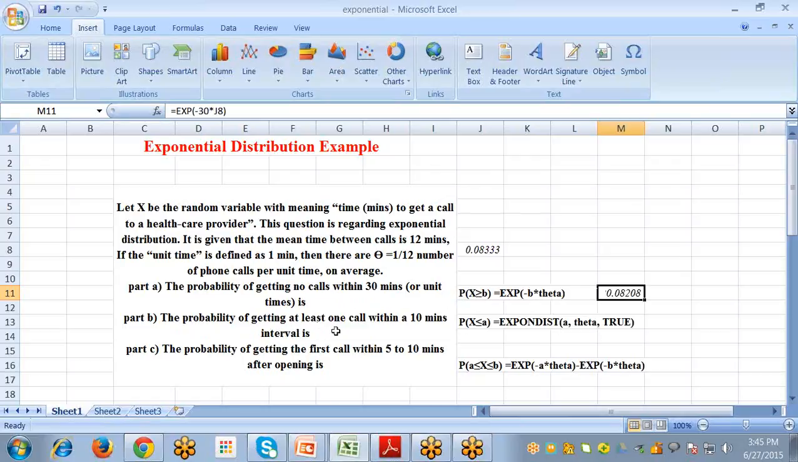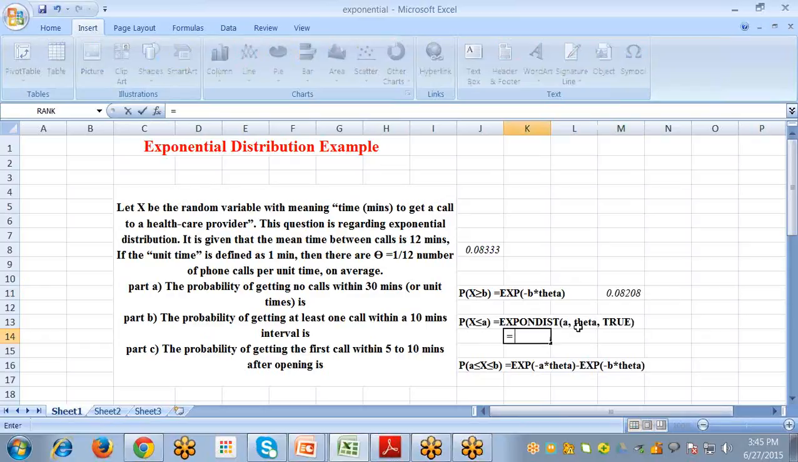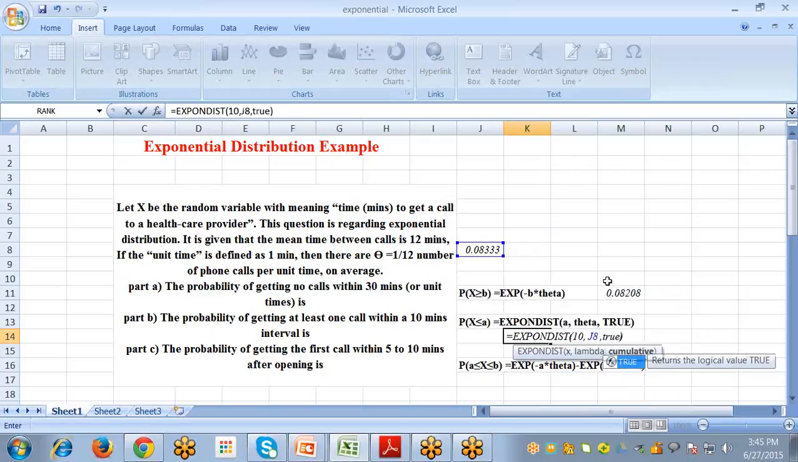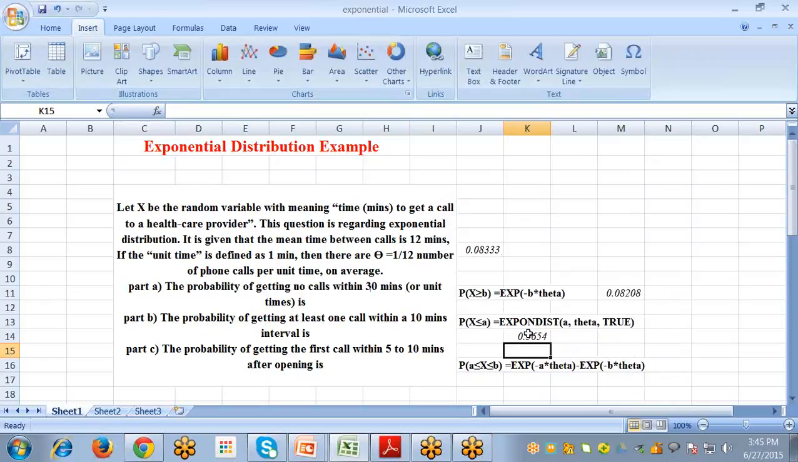Then the probability of getting at least one call within 10 minutes. So within 10 minutes, that means the value of a will be 10, and we use the EXPON.DIST function to calculate this because it is the third condition. So select the cell and this function. The value of a will be 10, lambda, and we have to pass true for the cumulative distribution.